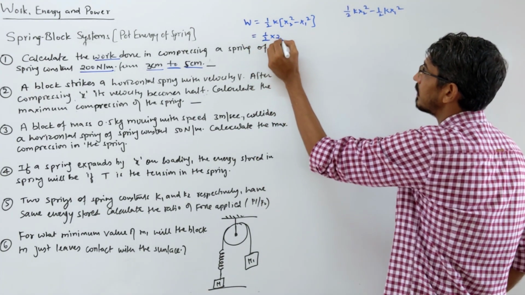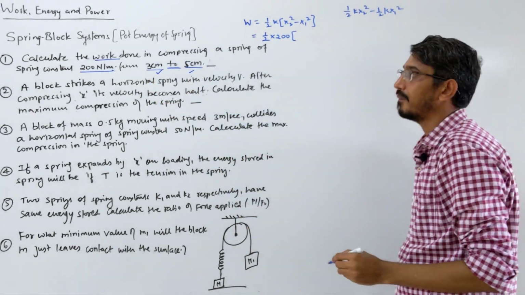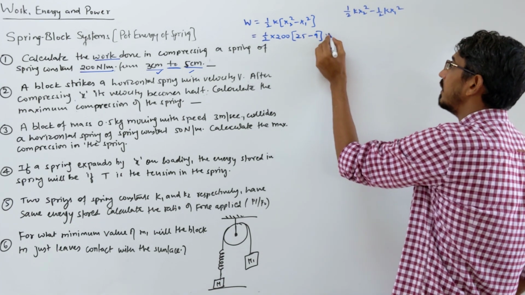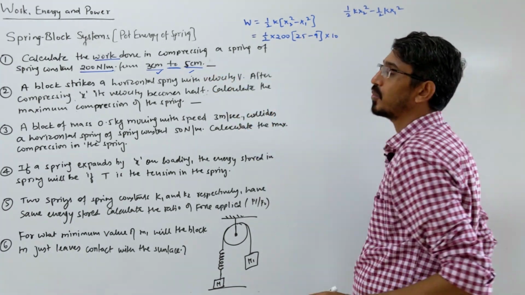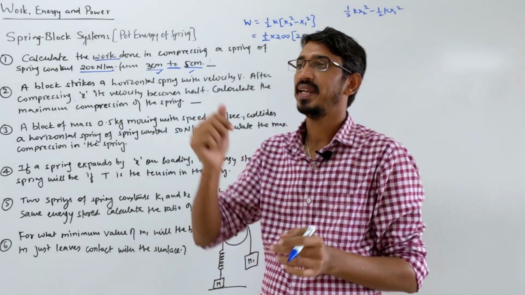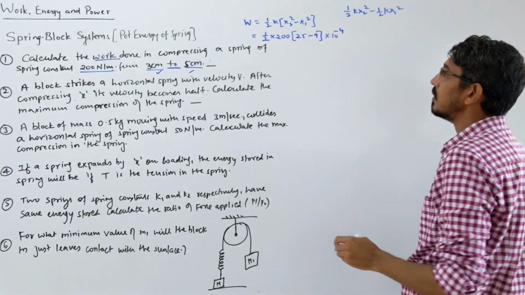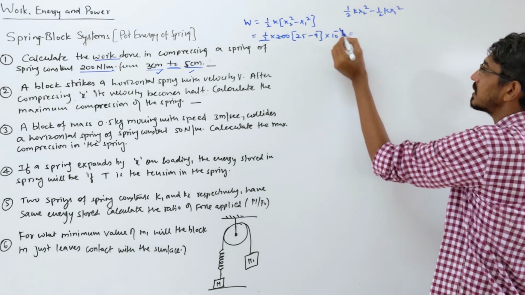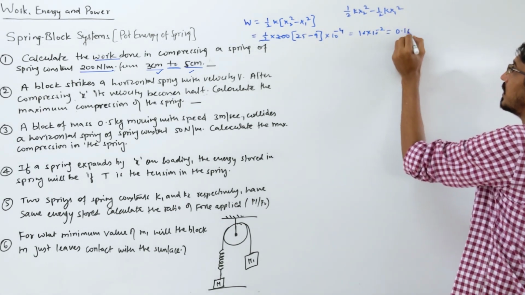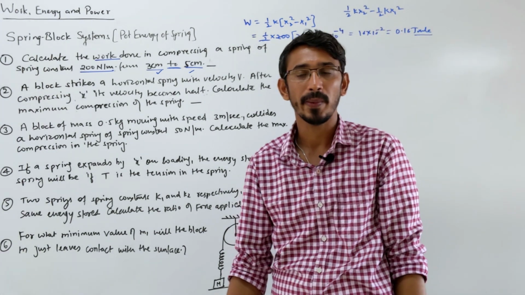We say half K is given, 200, and x2 they have given in centimeter. Be careful about the unit. So 5 square is 25 minus 3 square is 9, and this centimeter was on both, so I took it outside as common. 3 centimeter is 3 into 10 power minus 2, and again the square is coming there, so 10 power minus 4 will come outside. Once you simplify this, it comes to 16 into 10 power minus 2, or 0.16 joule. We are finding energy or work, and the SI unit is joule.